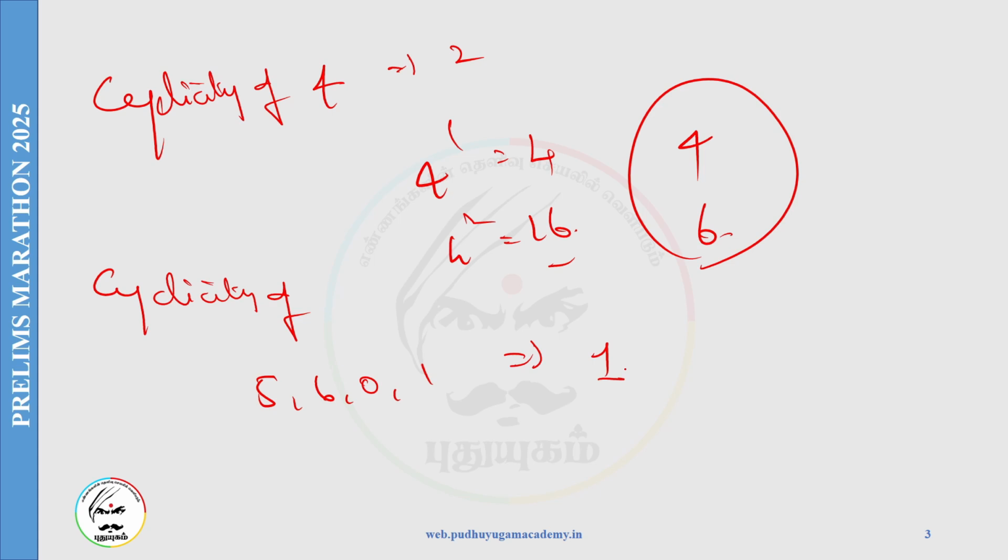So you can know that. Now take the cyclicity of 4. If 4 power is an odd number, the unit digit will be 4 only. If 4 power is even, the unit digit will be 6, right?